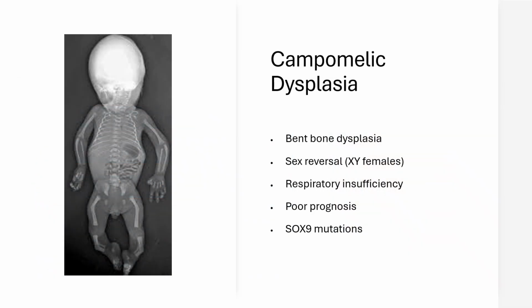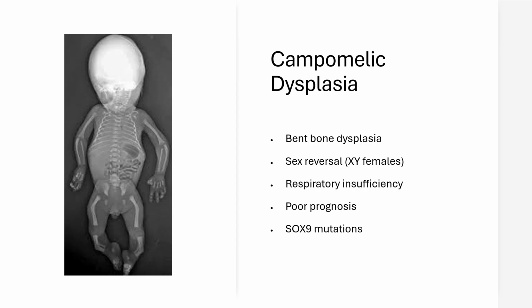Let me walk you through campomelic dysplasia by starting with its name, which provides important clues about what we're observing. The term campomelic comes from Greek words meaning bent limb, and this tells us immediately that we're dealing with a condition where bones develop abnormal curvatures. Think of this as our first clue in understanding why this condition creates such distinctive clinical features.